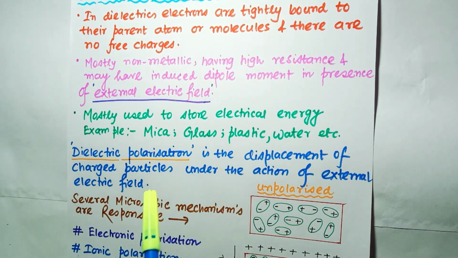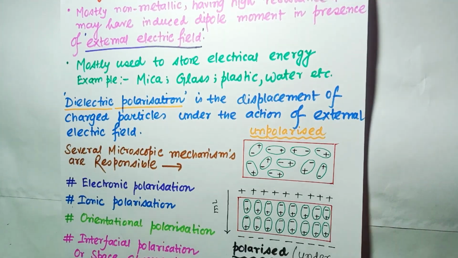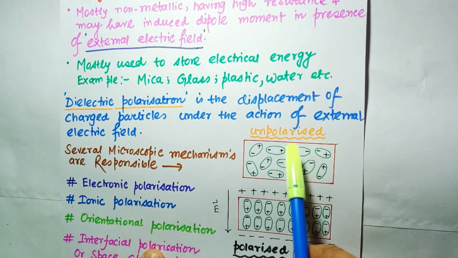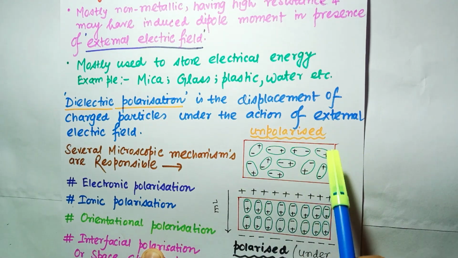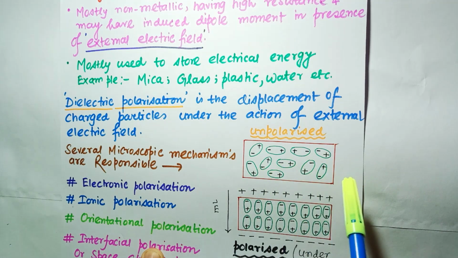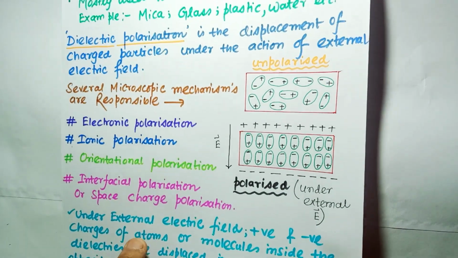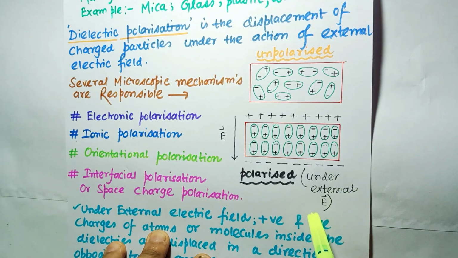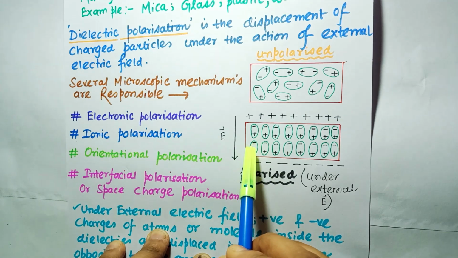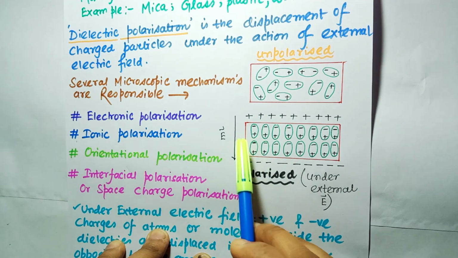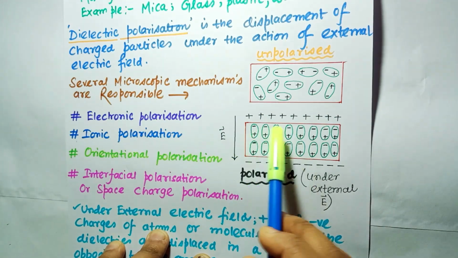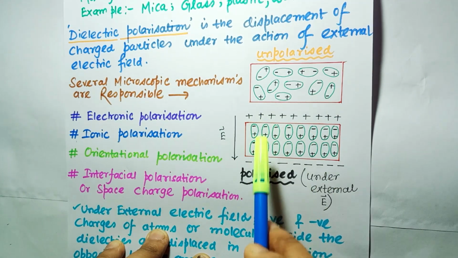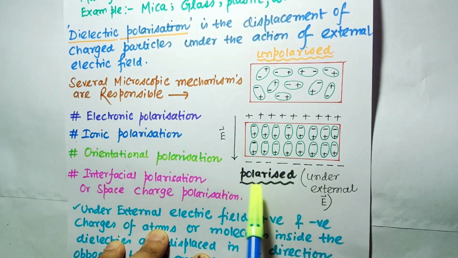This is called dielectric polarization, the displacement of the charged particles under the action of the external electric field. Several microscopic mechanisms are responsible. In the absence of any external electric field, the dipole moments are randomly aligned, so the dielectric has no net dipole moment. In the presence of an external electric field E, the dipole moments will align along the parallel direction of the electric field. The electron will go in the opposite direction of the electric field, and the positive charge will go in the direction of the electric field. So it is called polarization.